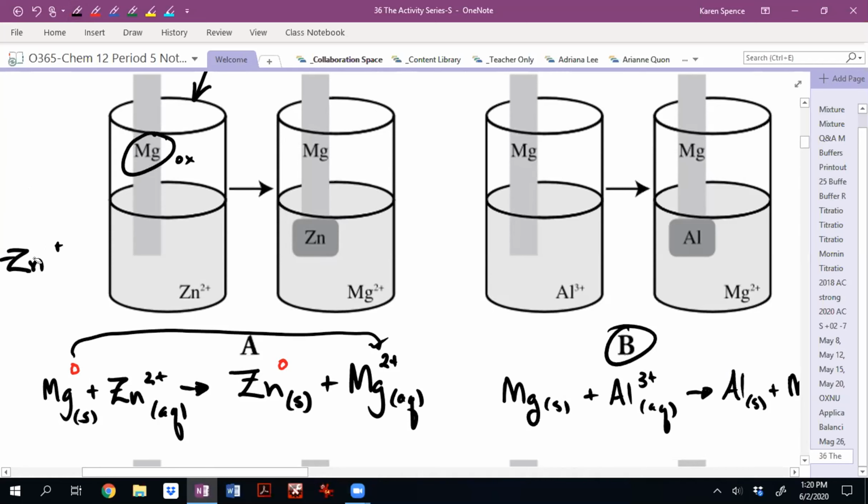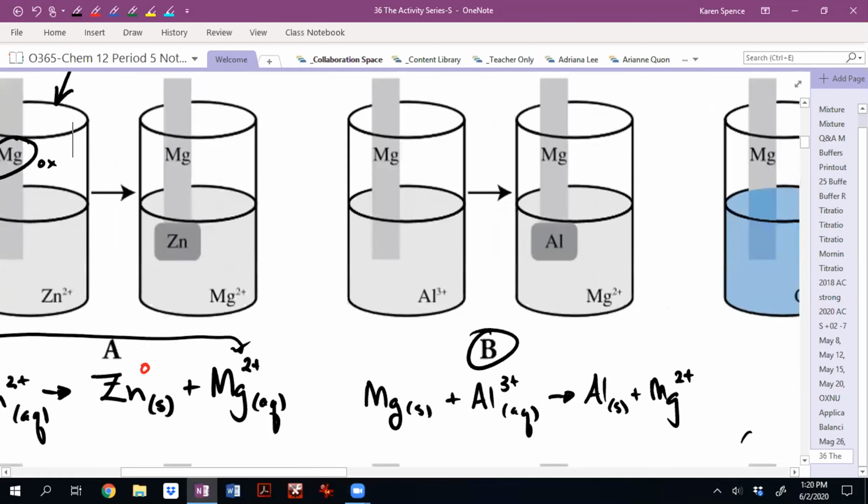Okay, in my second beaker, in beaker B, I can say, oh, who underwent oxidation? Well, it's the same thing. I went from magnesium 0 to magnesium 2+. So again, the magnesium underwent oxidation. So that's what you'll be doing for that question.